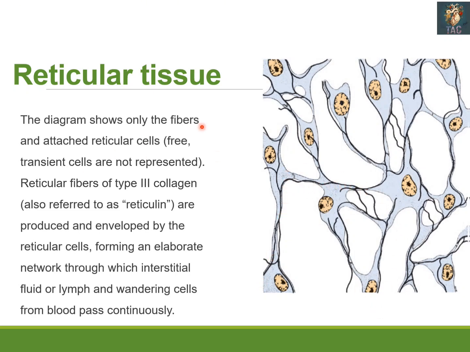So the diagram shows only the fibers and the cells. The free transient cells are not present. These are empty spaces which show where the free or transient cells and the permanent or resident cells will be present. So this slide only shows you the reticular fibers and the reticular cells which are present. These reticular cells are attached to each other in such a way that they form a reticulum in which the resident and the transient cell population is present.